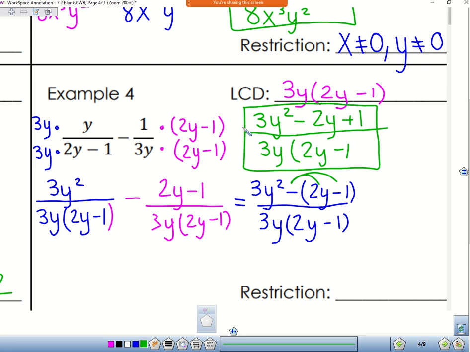Now, we have to go back to our original problem and find our restrictions. You can use the last one, but this is a little easier. So set each of these equal to 0, okay?